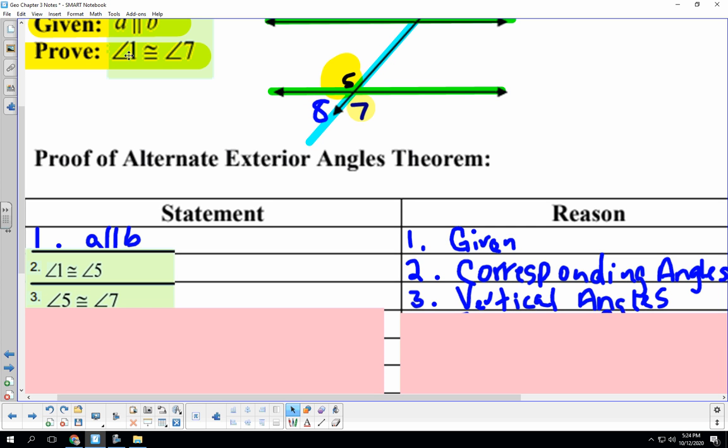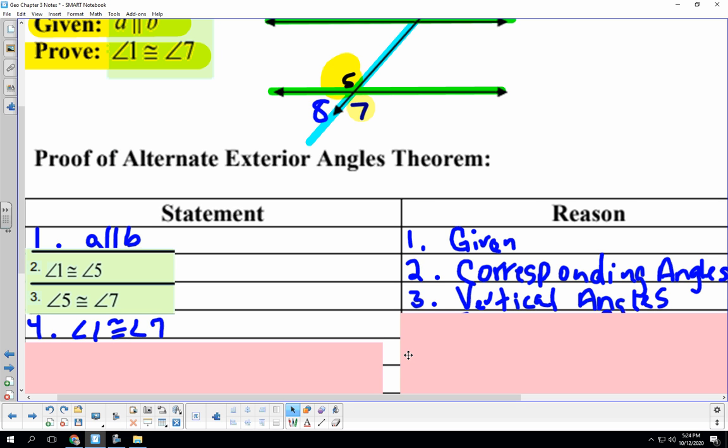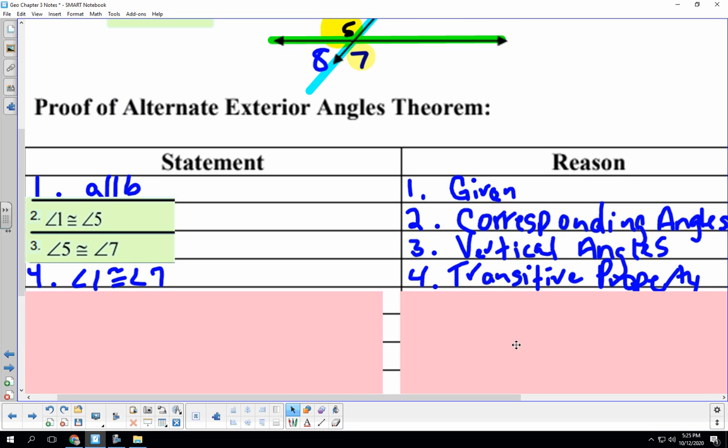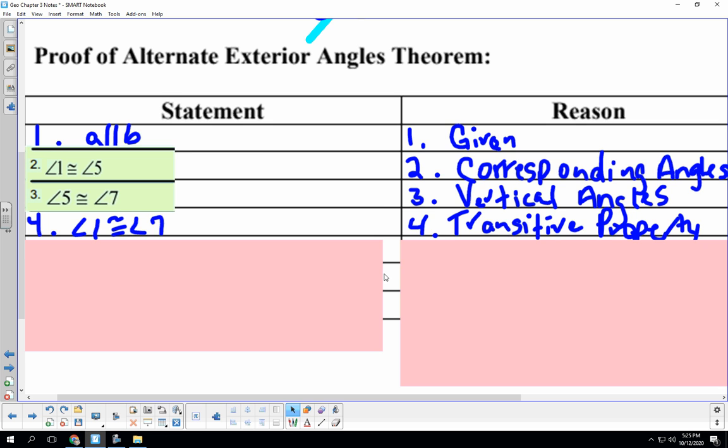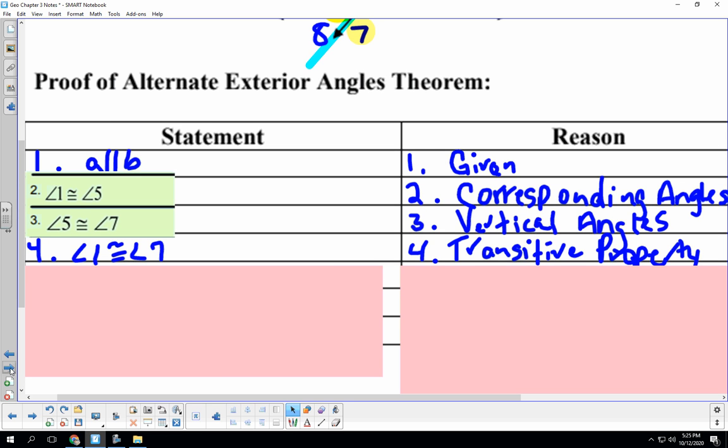Okay. So we just want 1 and 7. We have 1 and 5, 5 and 7. How do we get rid of the middleman? What's that called when we want to get rid of that middleman and say angle 1 is congruent to angle 7? Oh, that's right. It's the transitive property. We did it. Good job, guys.